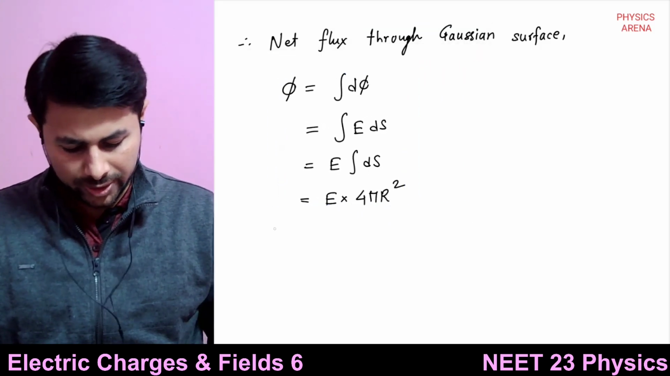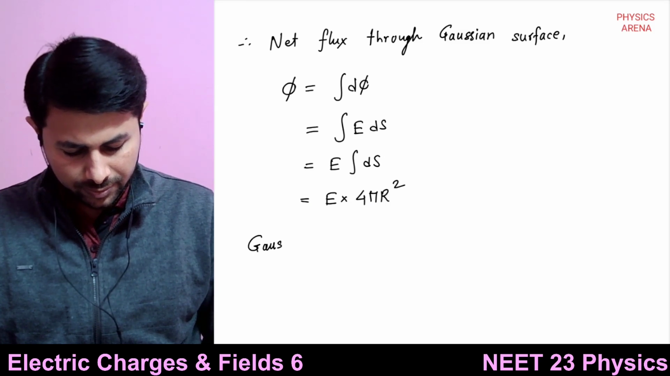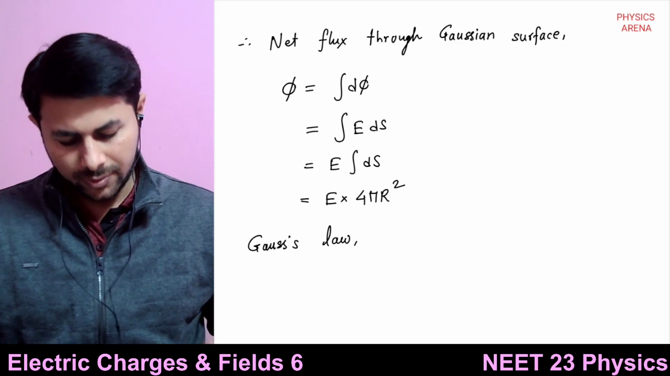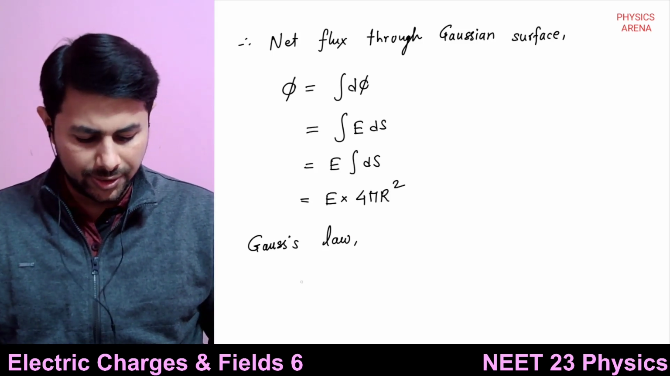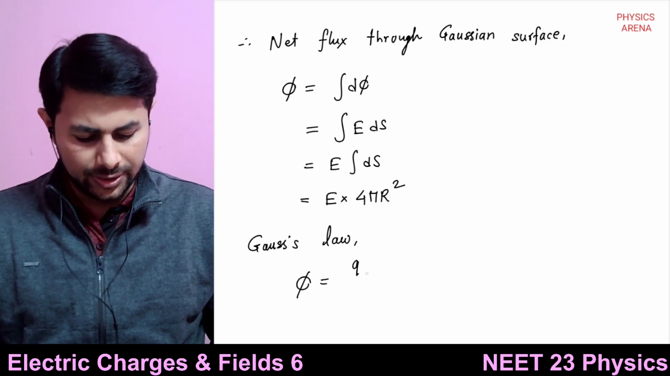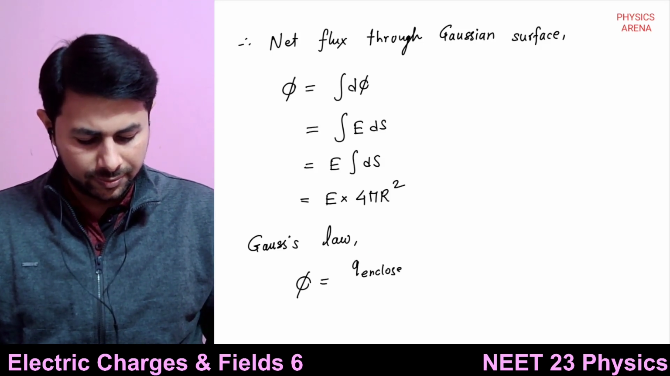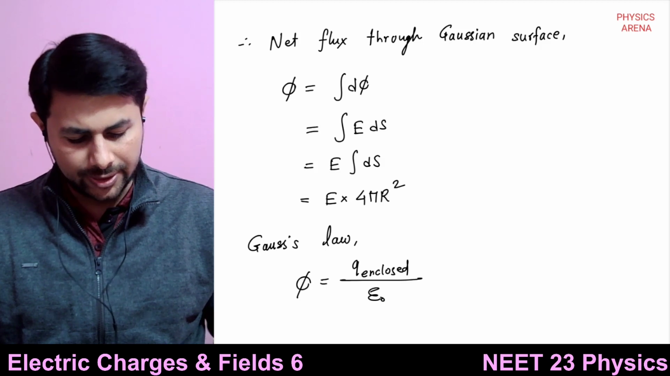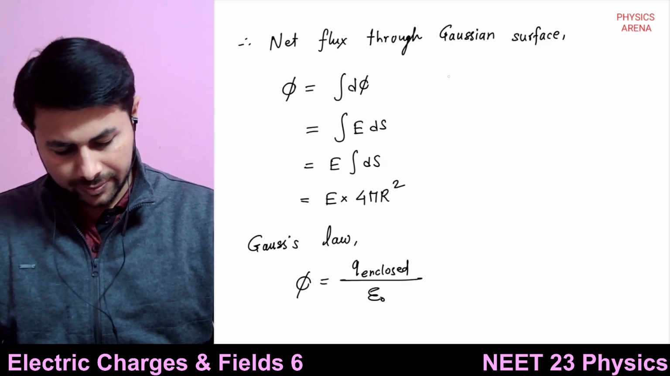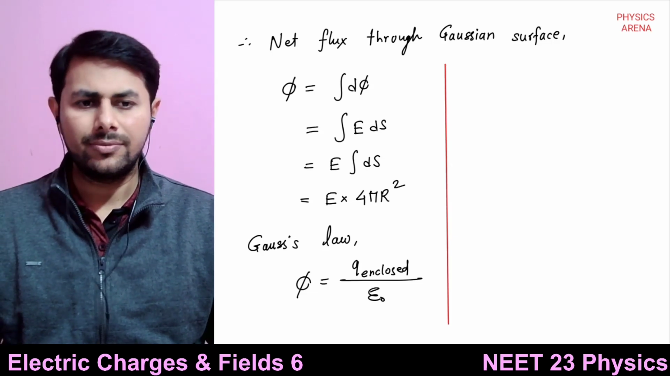Then we can make use of Gauss's law. So Gauss's law tells us that the flux is equal to charge enclosed divided by epsilon naught. And now how much is the charge enclosed by this surface? Tell me.